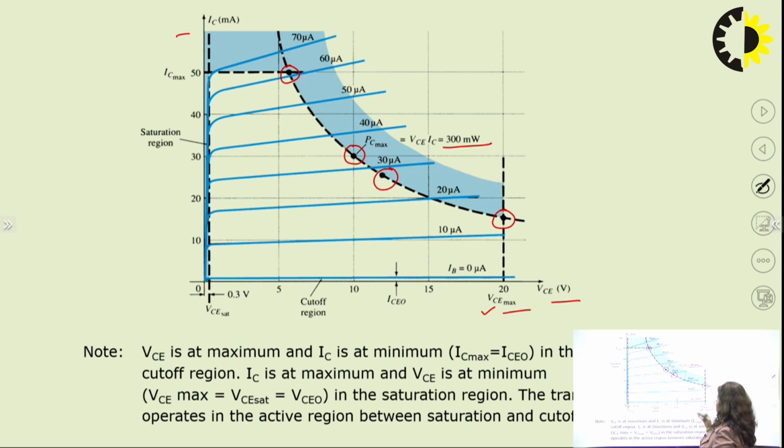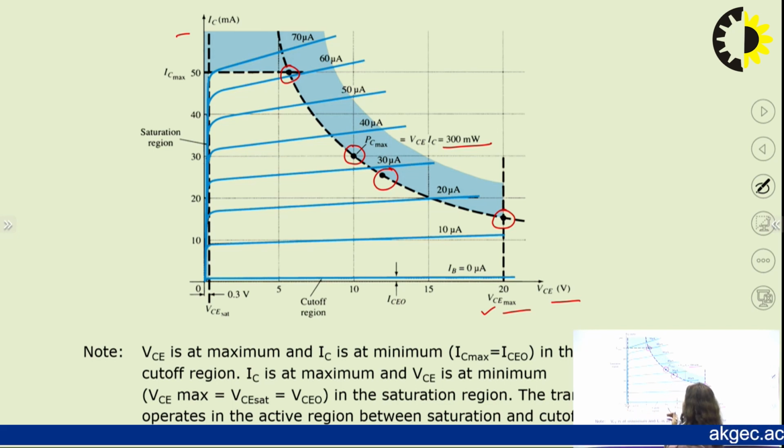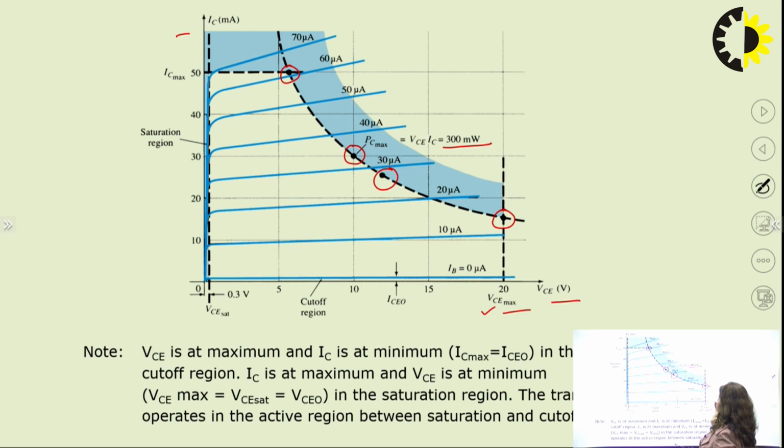This is the load line curve. This region is your cutoff region. Below the black line is the saturation region, and above the cutoff region is the active region. In the active region we draw a load line, and on this line we fix the operating points.